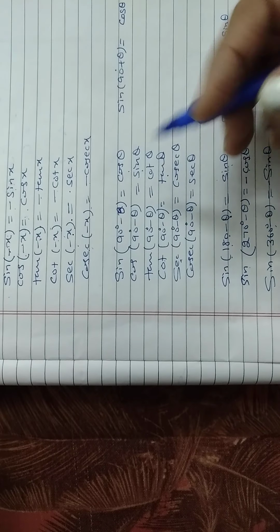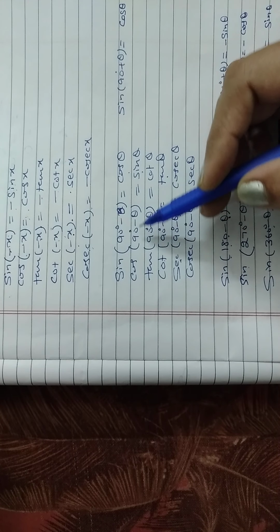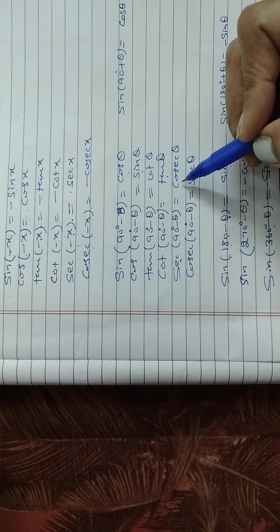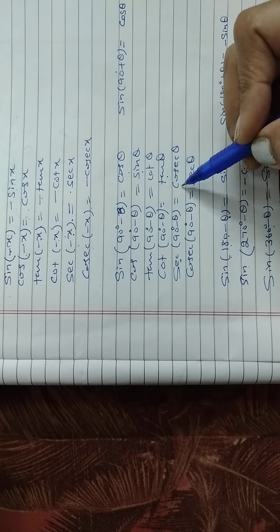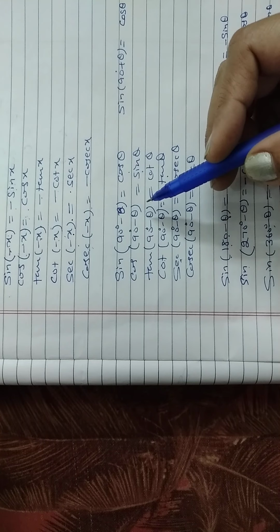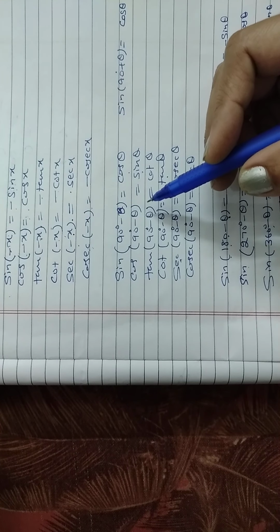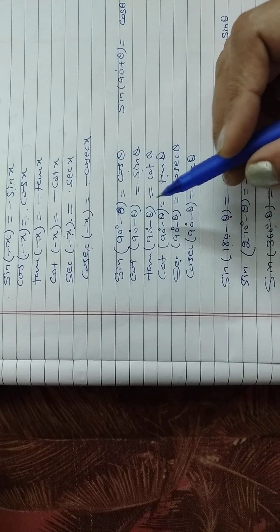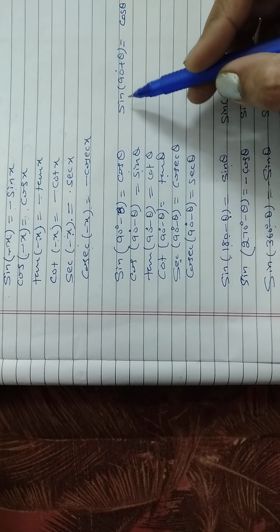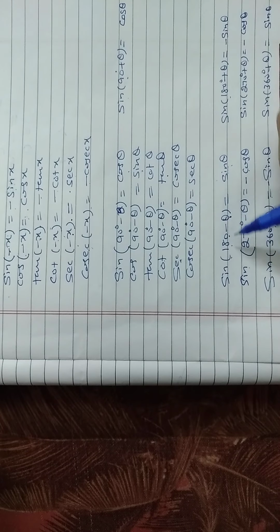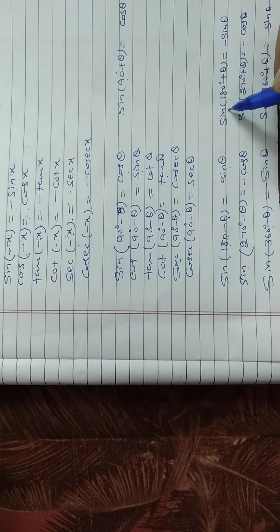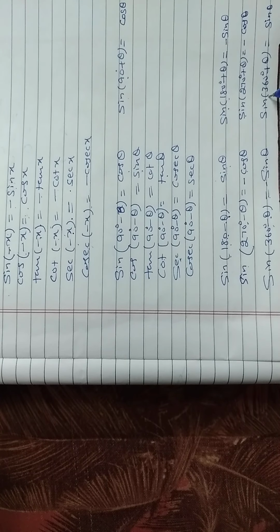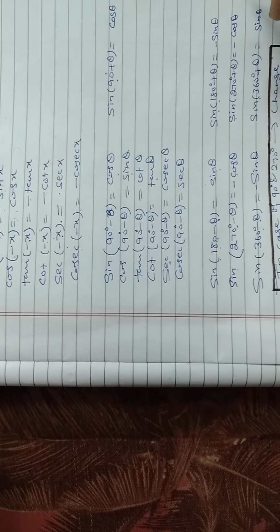Second is sine 90 minus theta is cos theta. Cos 90 minus theta is sine theta. These identities you have learnt in 10th class also. But now you have to remember some more identities. You are not limited to 90 minus theta. There is 90 plus theta also, 180 minus theta, 180 plus, 270 minus, 270 plus, 360 minus and 360 plus.